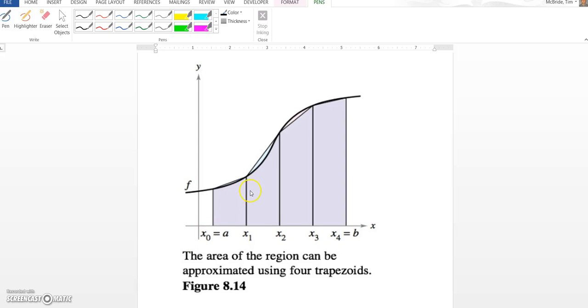In the trapezoidal rule, we have a function that we want to integrate from A to B, but maybe it's too difficult to integrate by the techniques that we know. So what we want to do is to cut this interval from A to B into a few pieces, and then we'll create these trapezoids. We'll connect these straight lines here, and we create trapezoids out of them.